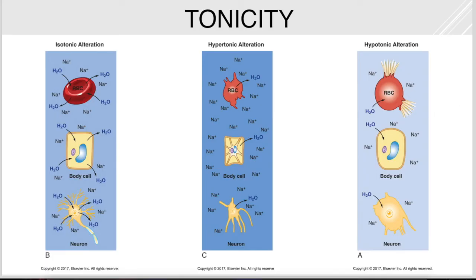So tonicity, we reviewed this in class. If you have an isotonic alteration or an isotonic solution, that means the concentration outside of the cell is the same as the concentration inside. Therefore, you have no net movement of water. In a hypertonic alteration, the concentration outside the cell is greater than the concentration inside the cell. Therefore, water is going to move out and the cell will shrink. And in a hypotonic alteration, the concentration is greater on the inside of the cell than the outside, so water moves in.